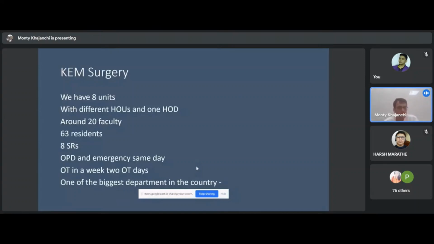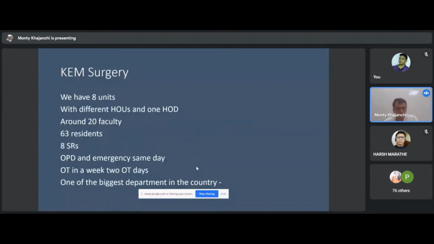We have 8 SRs. They are senior residents. Once they finish their residency, these are the people who are the workhorses, I would say, along with the residents. And OPD and emergency is generally on the same day for us. So when you have your morning OPDs, it's the same day we have emergency. So that's the busiest day for that unit, the residents as well as the consultants.